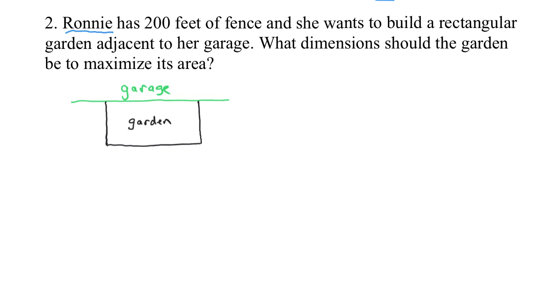Well, since it's rectangular, these will be the same. I'm just going to call it X, and then there's this Y, which could be different. So what we want to do is think about what we want. We want to maximize the area, right? So we need to start off thinking, what's the area here? Well, the area of this picture is going to be X times Y. So we want to maximize this.